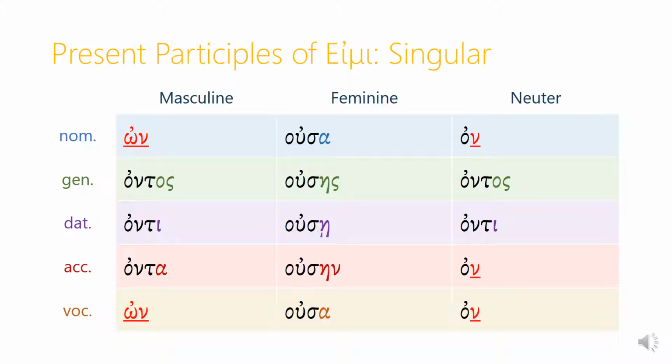The genitive masculine singular is ontos. The dative masculine singular is onti, and so on. In fact, there are no new forms, no new endings to remember at all with these present participles of eimi. You simply take all of the stuff that you would normally put on the end after the verb stem for a regular present participle, take away the verb stem, and what's left at the end, that is your present participle of eimi.